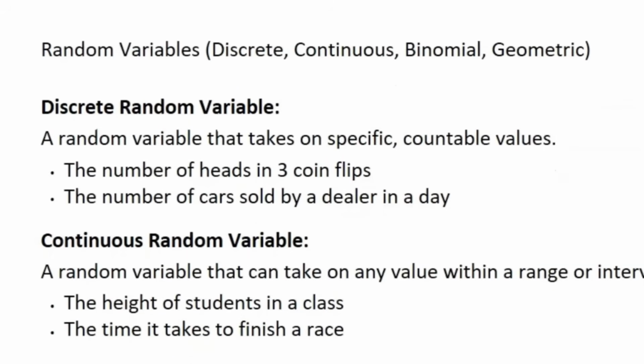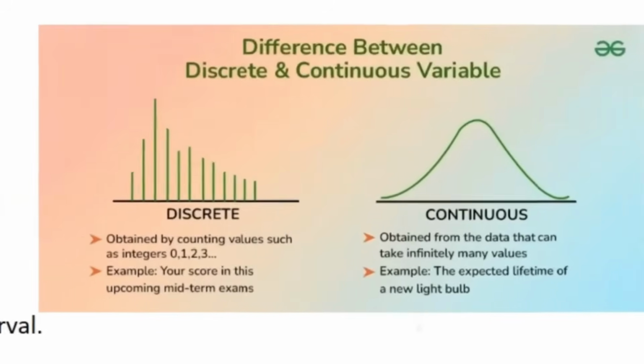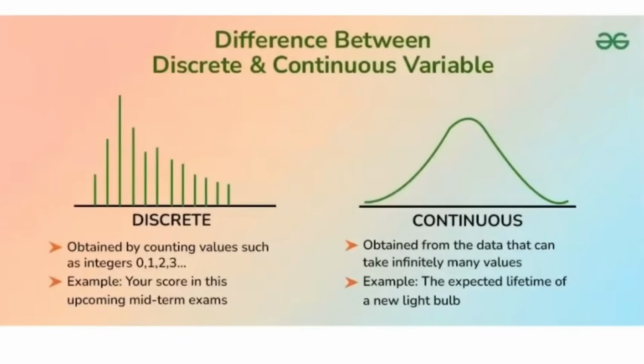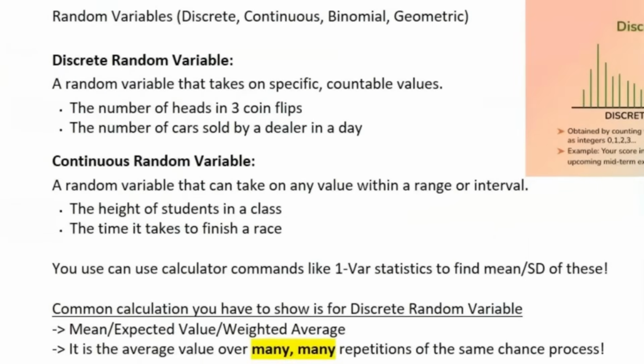Now, when you have a continuous random variable, that means it's any value within a range or interval, right? So it's not just 1, 2, 3. You actually count what's in between 1 and 2, right? It's continuous. It's everything in between as well. So think about the height of students in a class, right? You can be 1 inch or 2 inches. Obviously, that's super short, but you can be everything in between, right? Also, the time it takes to finish a race, right? It's incremental. It's not just finishing a race in 1 second or 2 seconds. You can be like 1.1111. You get the point, right? And here is another diagram just to show the difference between discrete and continuous variables.